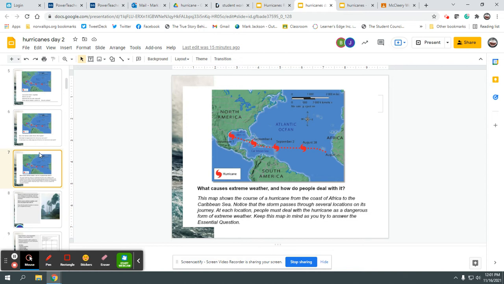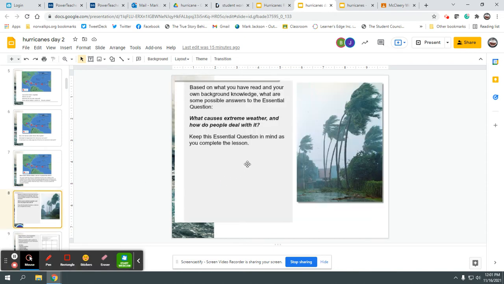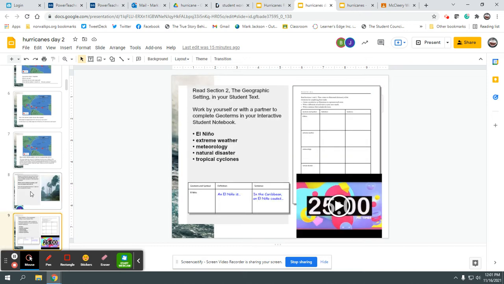Because this map shows the course of a hurricane from the coast of Africa to the Caribbean Sea. Notice the storm passes through several locations on its journey. That's what we have the dates for. A hurricane is a dangerous form of extreme weather because when you look at our essential question, what causes extreme weather and how do people deal with it? That's what we're going to be focusing on.